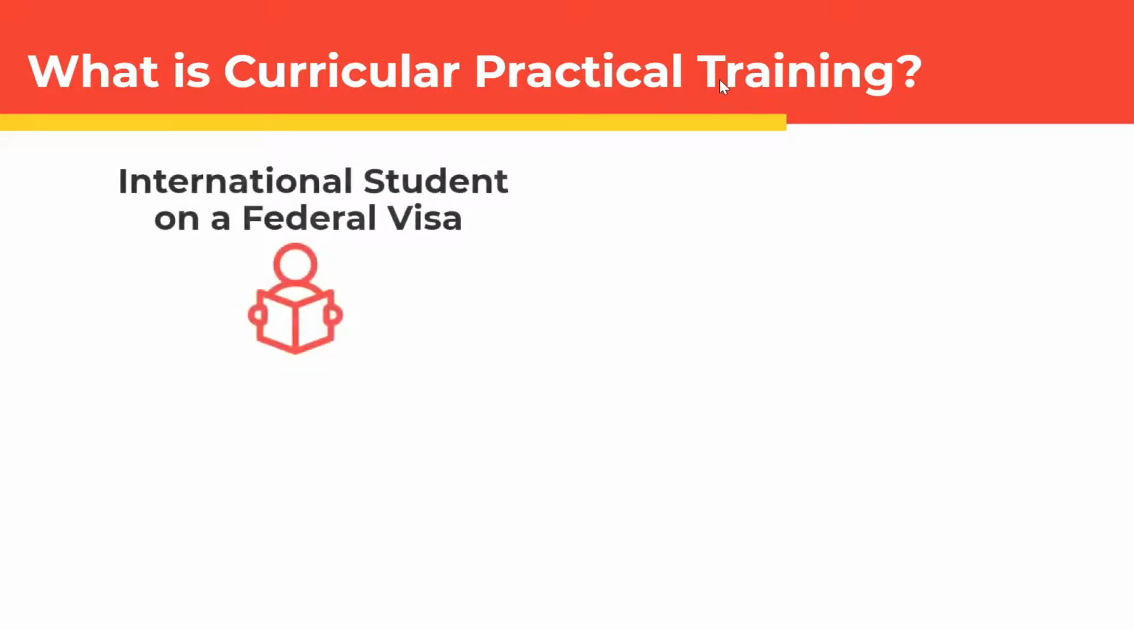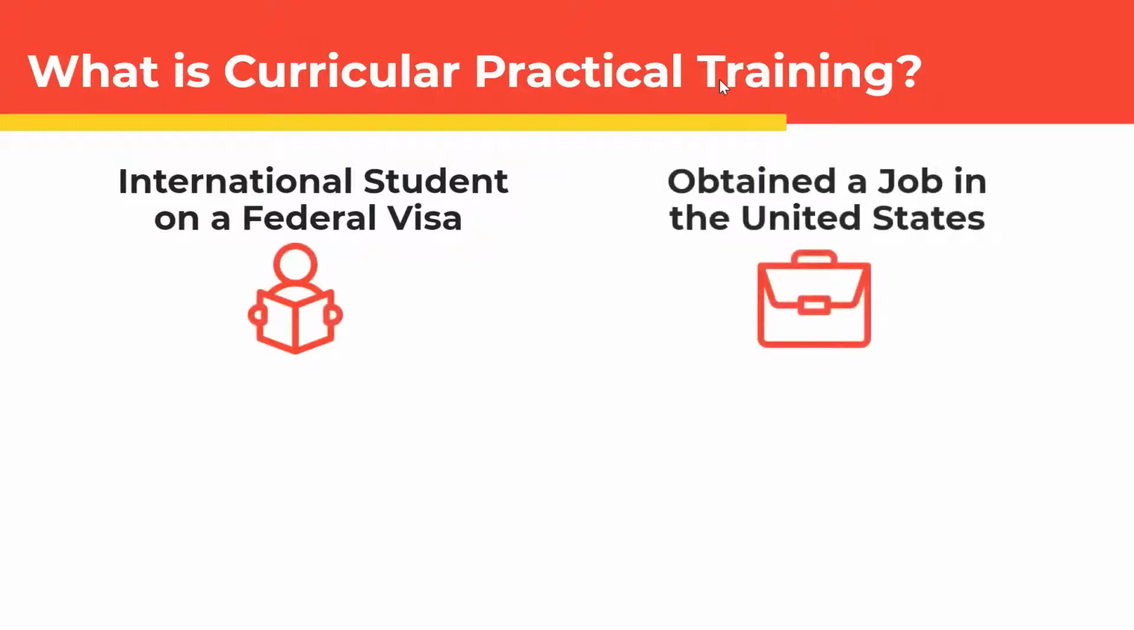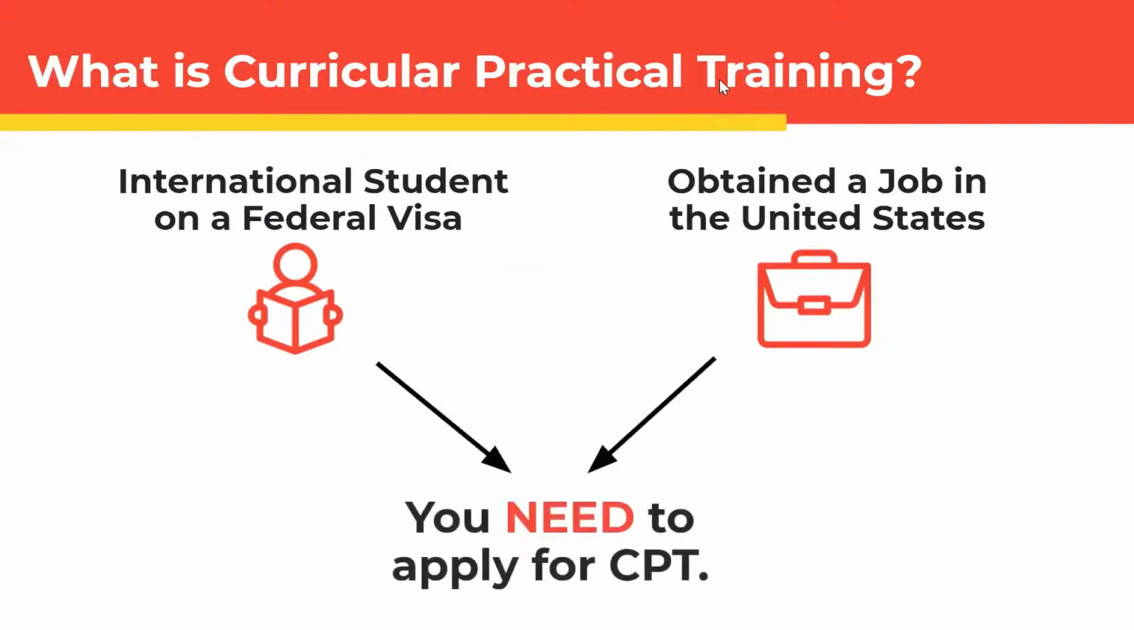So let's break that down into something that's a little bit easier to understand. So if you are an international college student who is at UMD on a federal student visa, and you've already obtained a job, an internship, or a co-op that is directly related to your field of study, you have to apply to CPT in order to be able to work that job.